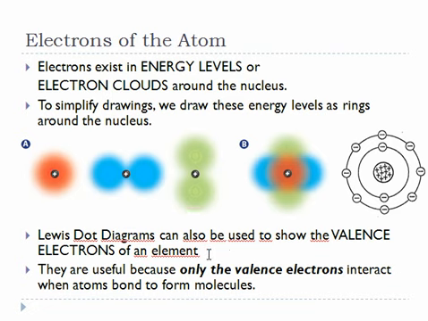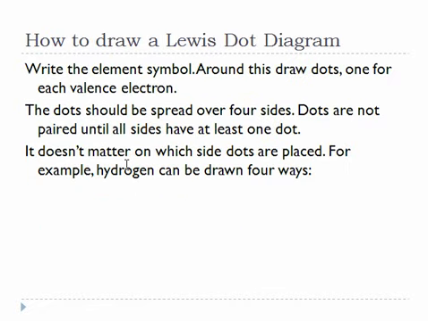Lewis dot diagrams can also be used to show the valence electrons of an element. They're useful because only the valence electrons end up interacting when atoms bond to form molecules. So anytime we make a bond, it's really only the valence electrons that make a difference. So how do we draw a Lewis dot diagram? You do need to know this.